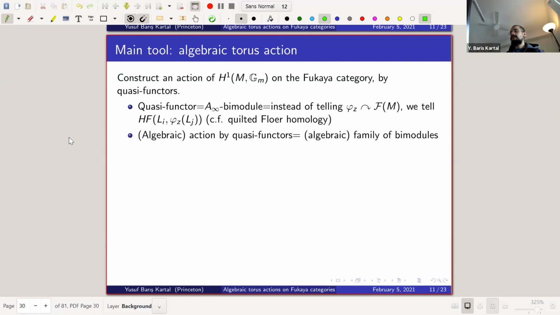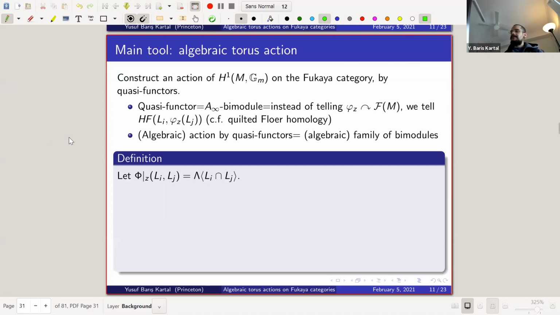As I said, I'm talking about algebraic actions. And an algebraic action by quasi-functors just means an algebraic family of bimodules, satisfying an action-like property, of course. Before getting into families or anything else, let me just define it at a single point, z.